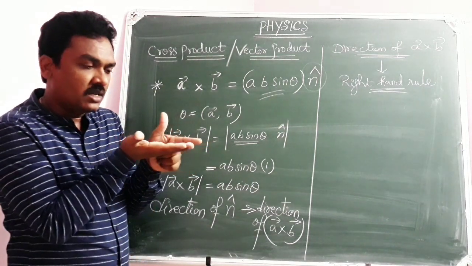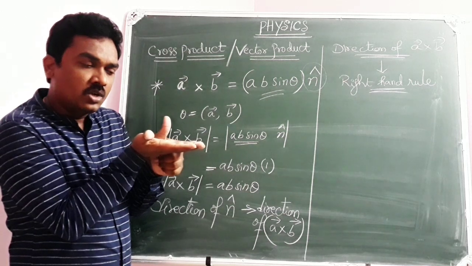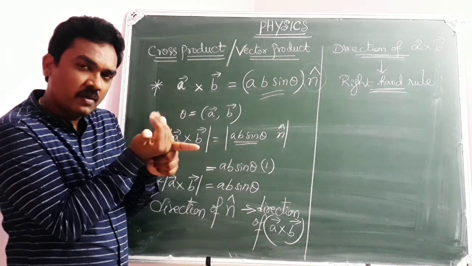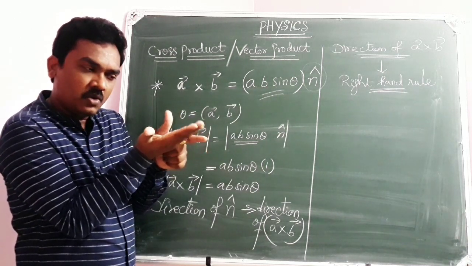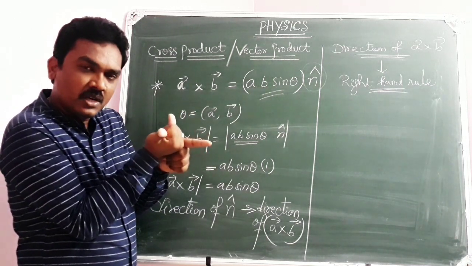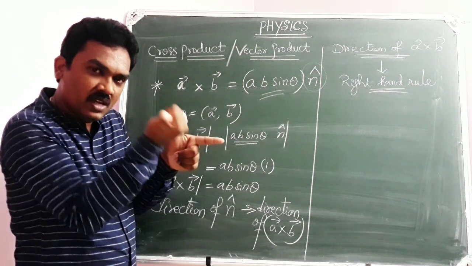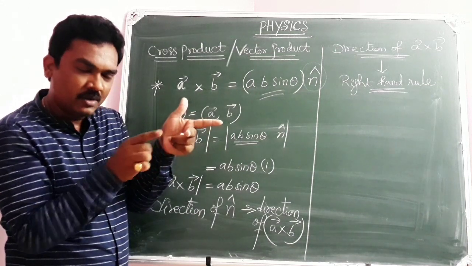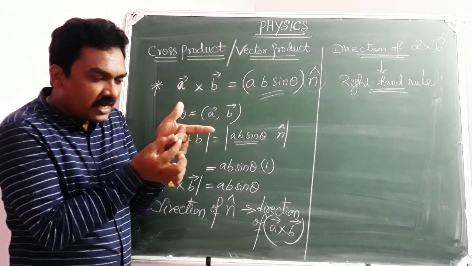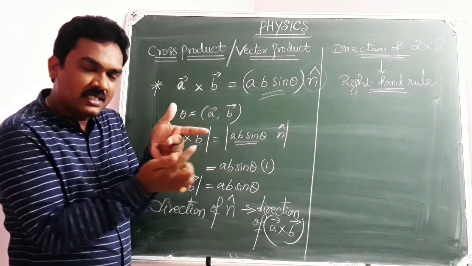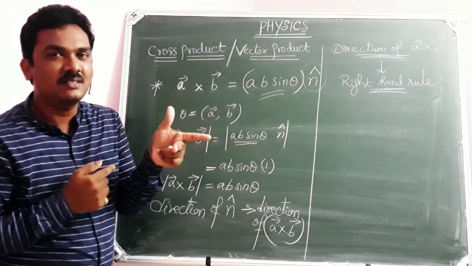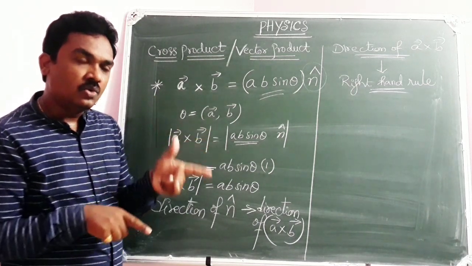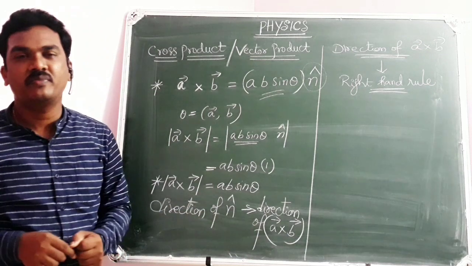So keep the four fingers of the right hand in this way, to curl them from A bar to B bar. You should fold from A bar to B bar. Then the thumb shows in this way, like this. The central finger has now come out. This direction is perpendicular to the x-axis and also perpendicular to the y-axis, which is the direction of A bar cross B bar, so that is the direction of n cap.